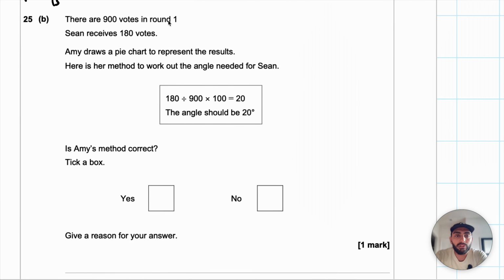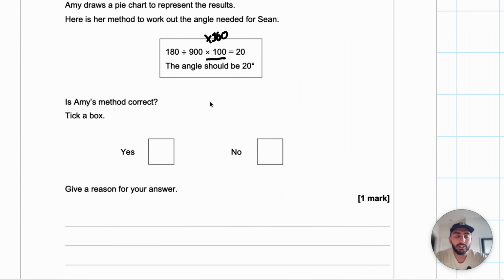Part B, there are 900 votes in round 1. Sean receives 180 votes. Amy draws a pie chart to represent the results. Here is her method to work out the angle needed for Sean. 180 divided by 900. So all she's done there is find what fraction Sean is getting of the votes and then multiplied by 100. So really what she's actually doing is finding the percentage. So it's 20%, but we're trying to find the fraction of the circle that he's going to be taking up.